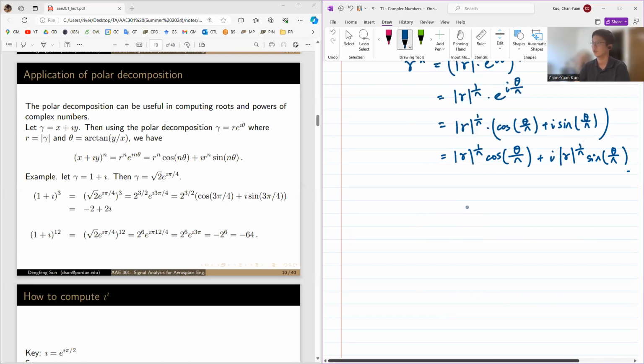Again, now it's time for another example. So let's look at this complex number gamma equals 1 plus i. And just now, let's see how we can compute the cube of gamma. So here we have gamma cubed. And first, just now we have already found the polar form of this gamma. So we know that 1 plus i equals the square root of 2 times e to the i times pi over 4. So gamma cubed will just basically be the square root of 2.